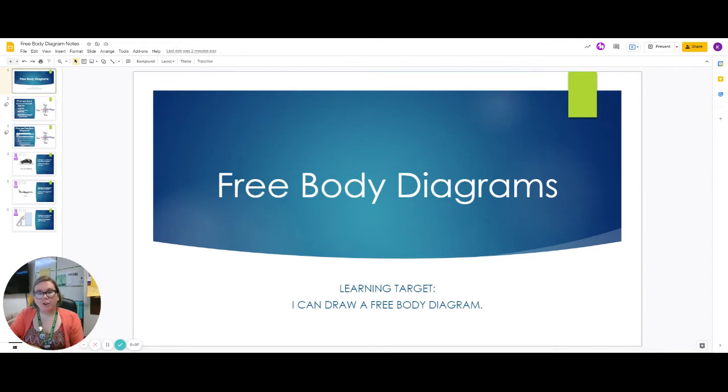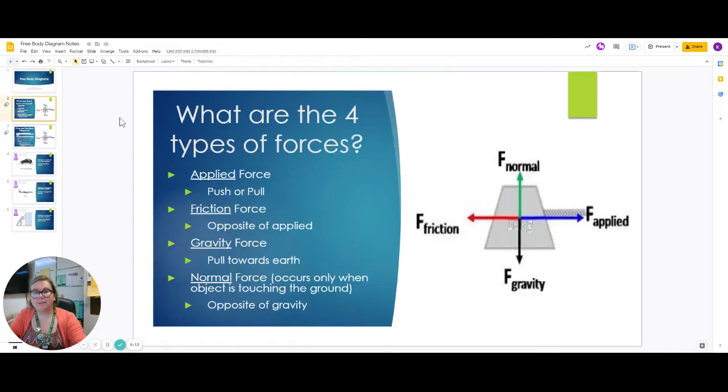So for this set of notes, our learning target is I can draw a free body diagram. So we're going to learn what that is here in just a minute. But first, we're going to review our four main types of forces.